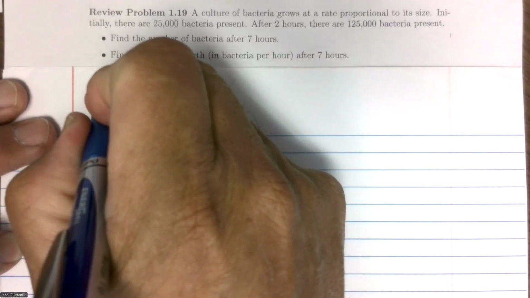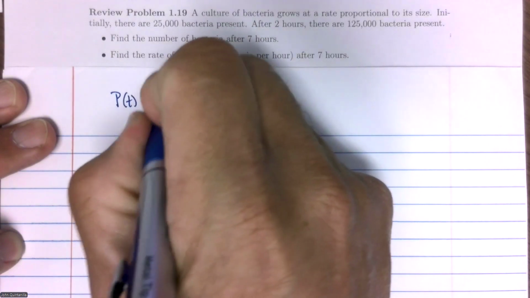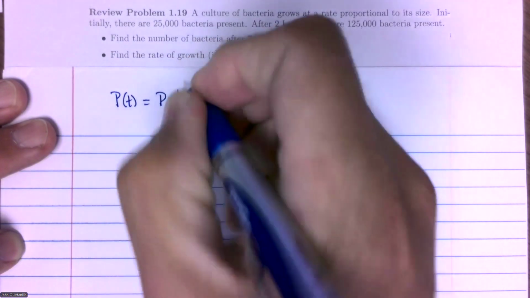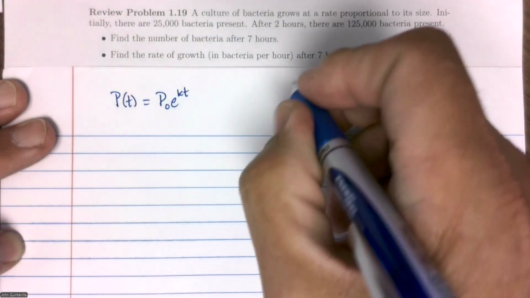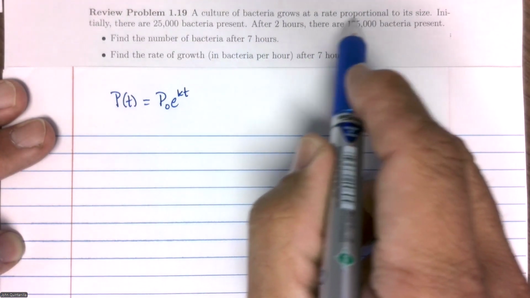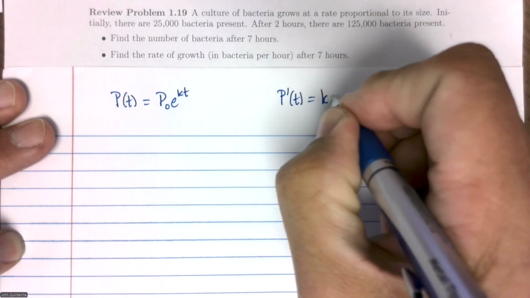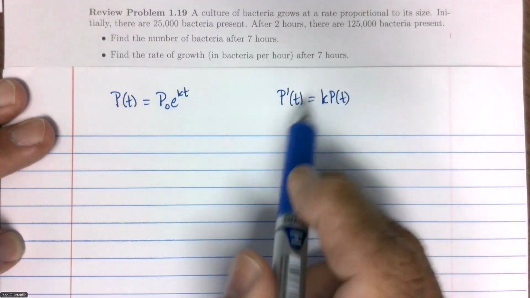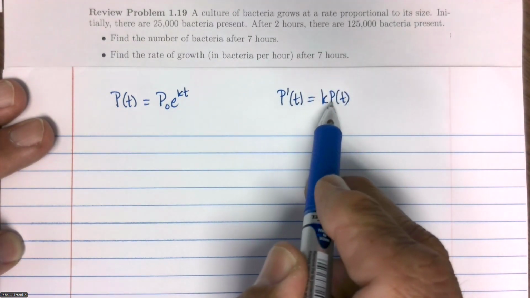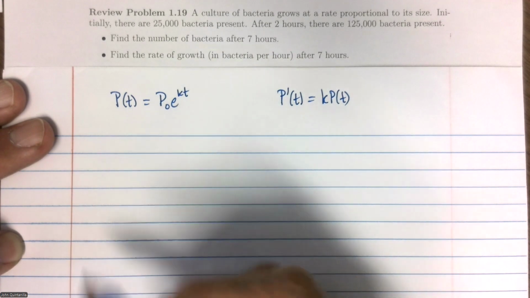Okay, so to get this problem started, we see that the number of bacteria is going to follow the formula P naught e to the kt. The reason that happens is because the culture of bacteria grows at a rate proportional to its size. So we know that P prime of T is equal to K times P of T. The rate of growth is proportional to its size, and the solution of this differential equation is going to be P of T is equal to P naught e to the KT.